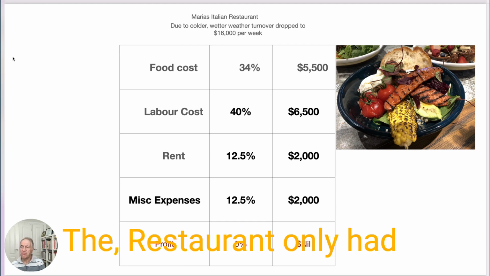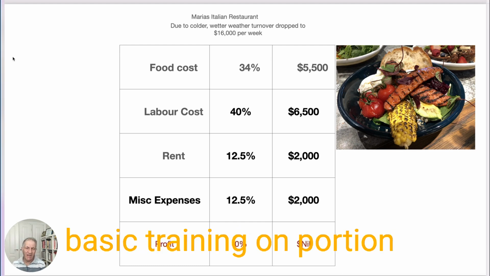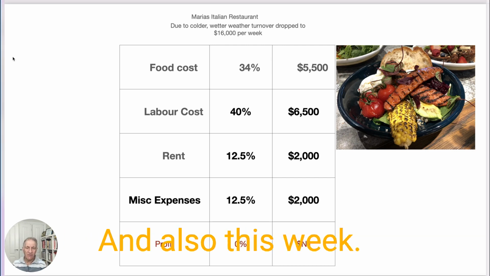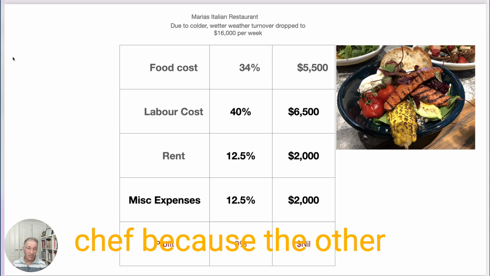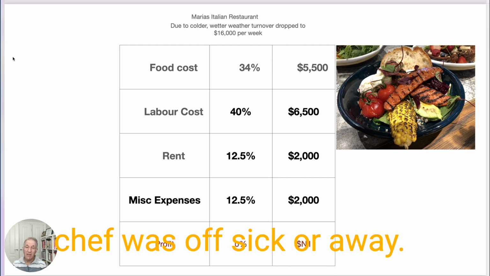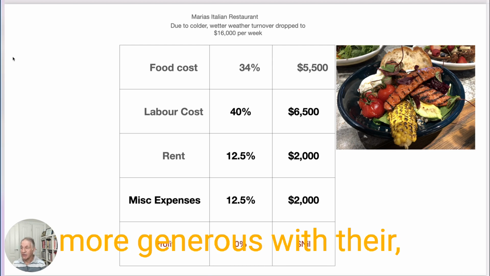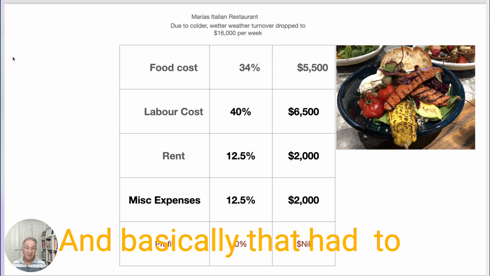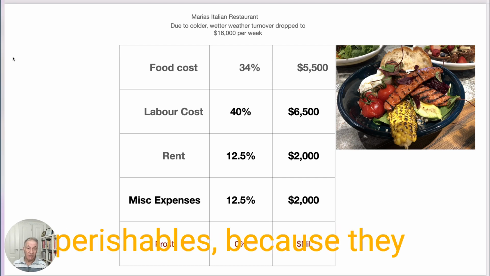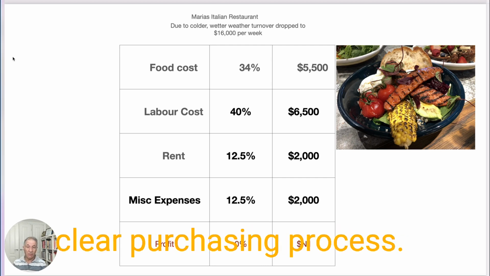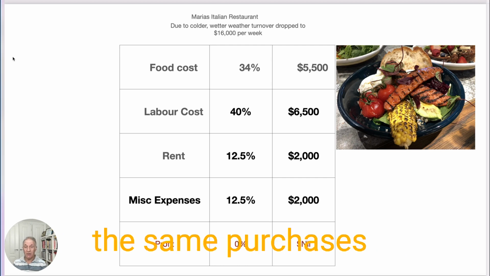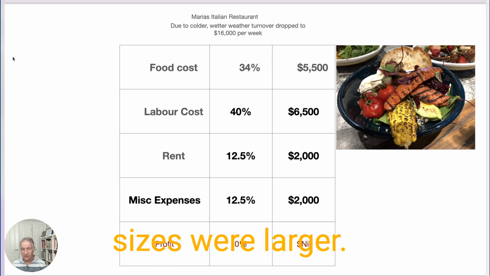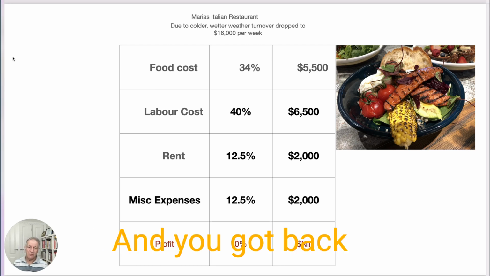The restaurant only had basic training on portion control, and had real costs. Also this week, they employed a casual chef because the other chef was off sick or away. They were a bit more generous with their servings because there were no standard recipes. And they had to throw away some of the perishables because they didn't have any clear purchasing process. They stuck to pretty much the same purchases as other weeks, and there was some wastage. Obviously the portion sizes were larger, and that added to their costs.